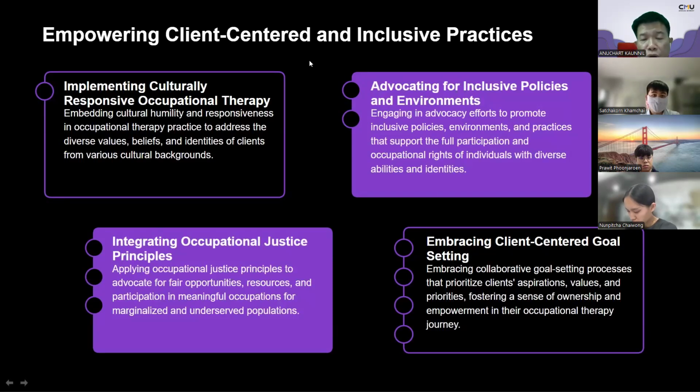Okay, think about empowerment for client-centered care, cultural aspects, advocacy or policy, and integration with justice. Now the world has changed a lot. The world has war. The barrier between Thailand and Myanmar means they are in front of Thailand a lot. We need to keep occupational justice.